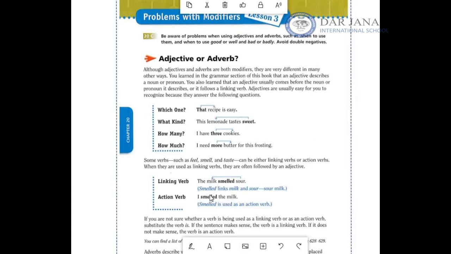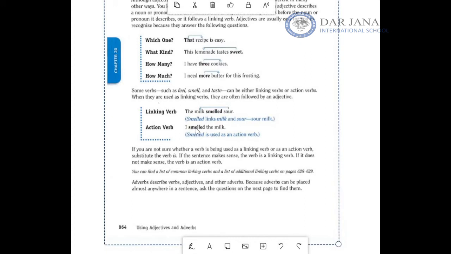In the next example, we have smelled as an action verb, because we cannot replace it with the verb to be. It will not make sense. If we replace smelled here with the verb to be, "I smelled the milk," I can never say "I am the milk." It does not make sense. So it's incorrect to use smelled here as a linking verb. Smelled here is an action verb, and it's an easy way to identify whether the verb we have is really working as a linking verb or an action verb.